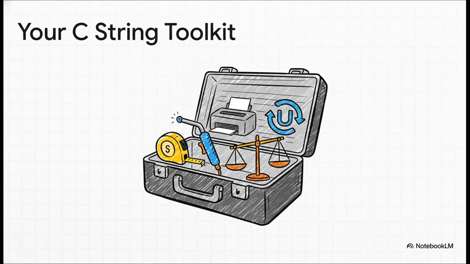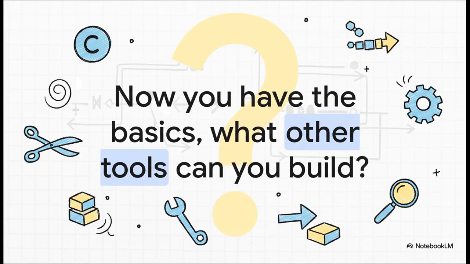And there you have it, your very own custom-built C-string toolkit. You've got a tape measure for getting the length, which is string length, a photocopier for making duplicates, string copy, a welder for joining strings, string cat, a scale for comparing them, string compare, and a reverser, which is often called string rev. You now know how they all work. So look, by understanding these 5 simple operations, you've basically unlocked the logic behind almost all text manipulation in C.